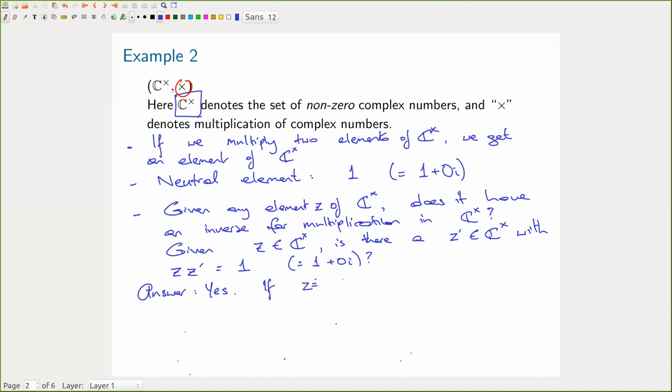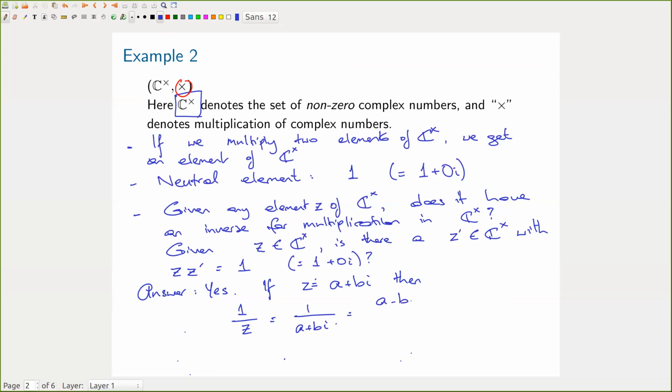If z is equal to a plus bi for some real numbers a and b, not both 0, then 1 over z, which is 1 over a plus bi, is what we want to compute.